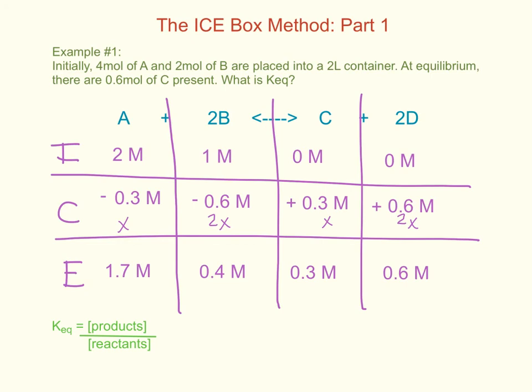So we can finally solve for our KEQ by plugging in the concentration of our products at equilibrium divided by the concentration of our reactants at equilibrium. Just remember that when you're calculating your KEQ, you're going to be using the equilibrium concentrations from your equilibrium row, and don't forget to turn those coefficients into exponents for your calculations.